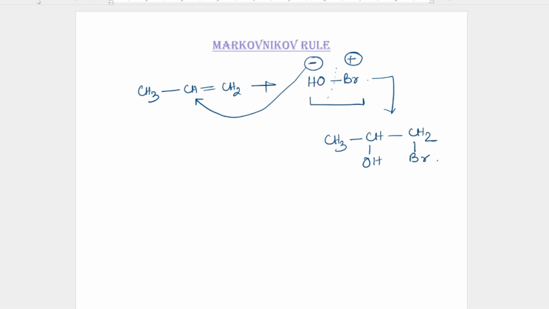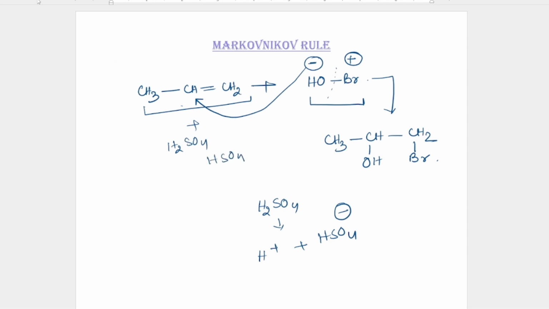CH2Br. A similar thing we can also observe in the reaction with H2SO4, where H plus acts as the positive part and HSO4 acts as the negative part. So if we react the unsaturated hydrocarbon with H2SO4, the negative part is HSO4 minus and the positive part is H plus. So this negative part is going to be attached with the carbon. What product are we going to get? CH3 CH HSO4 plus CH3.